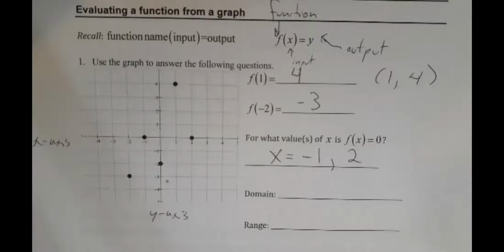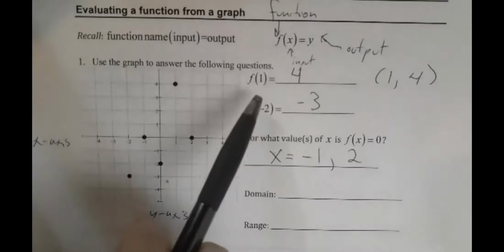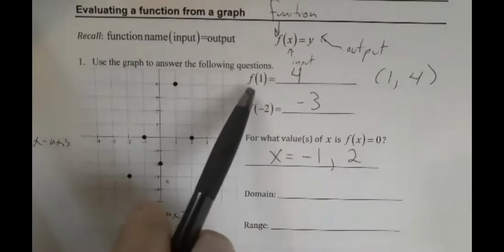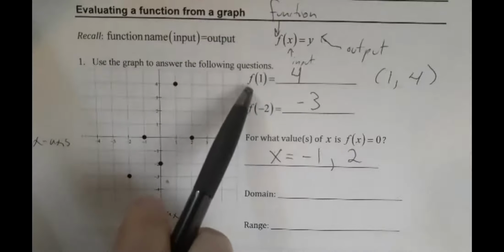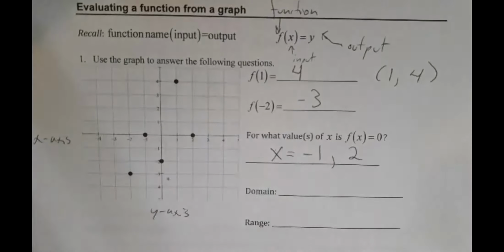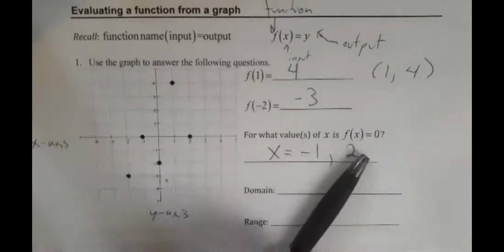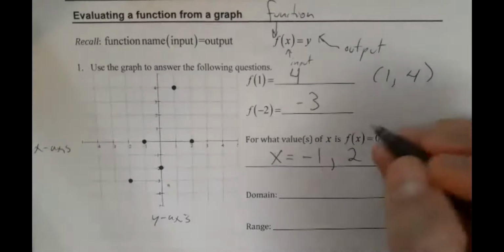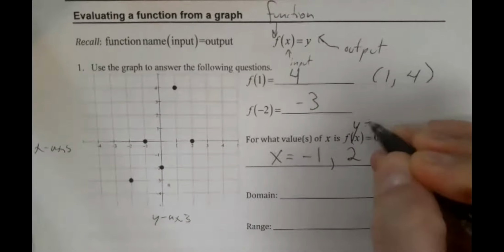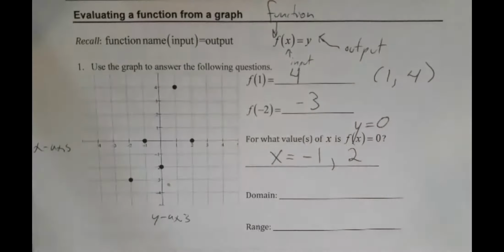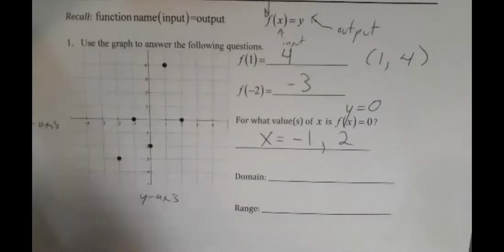So take mental note, when they give it like this, f of 1, we're plugging the 1 into the f. This is an x value, they want a y value. But when they ask for f of x, they're giving you a y value. So they're asking, what are the x values for where y is equal to 0? If you wanted to say y equals 0 instead of f of x equals 0, that would be valid as well, and it might help you get there.